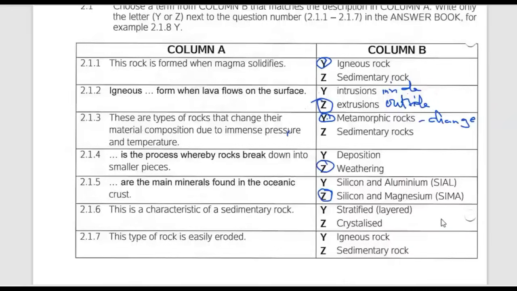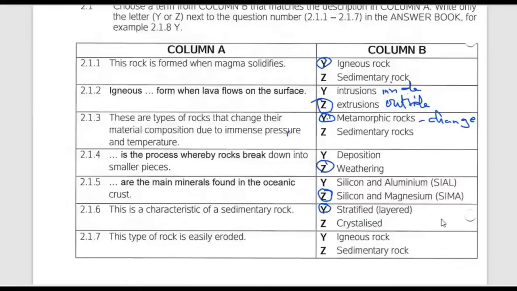This is a characteristic of a sedimentary rock. What is the feature of a sedimentary rock? Sedimentary rocks are stratified or they are layered. Remember, they are made from sediments of other rocks. So the sediments accumulate and accumulate over time, creating layers. And also remember that they are weaker rocks, which can ultimately break easily or can crumble.